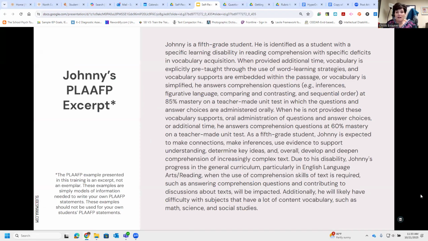Let's look at a sample PLAF. Please note, this is an excerpt from TEA. It's not organized in the way that we organize the PLAF in SameGoal. The PLAF example presented in this training is an excerpt, not an exemplar. This example simply models the information needed to write your own PLAF statements. These examples should not be used for your own students' PLAF statements. Please pause the video to read Johnny's PLAF excerpt.